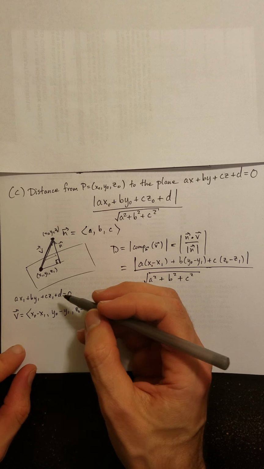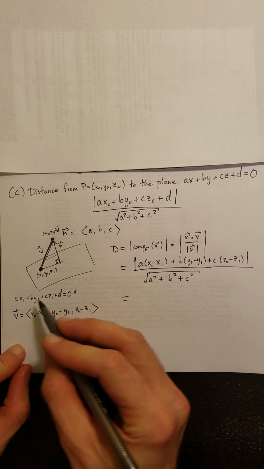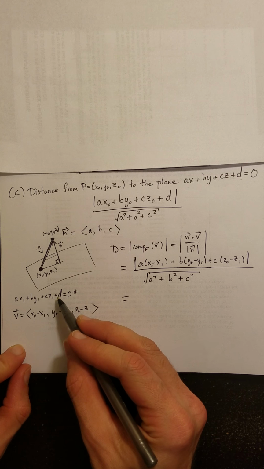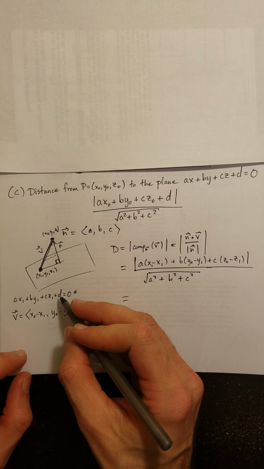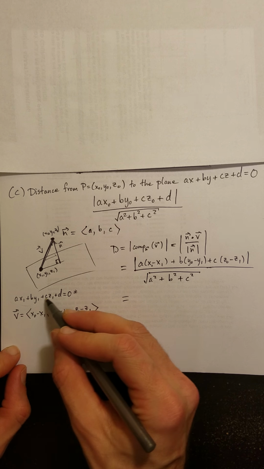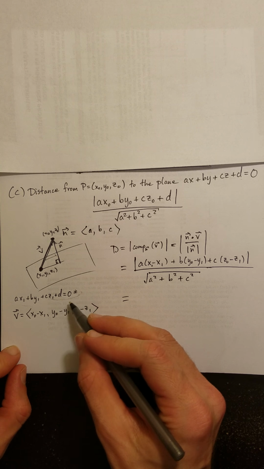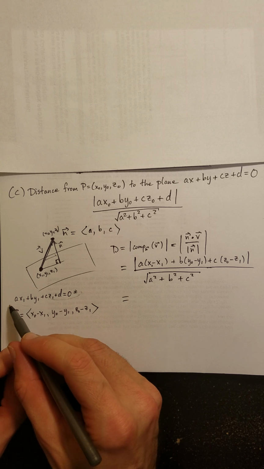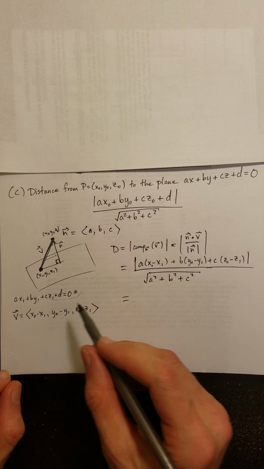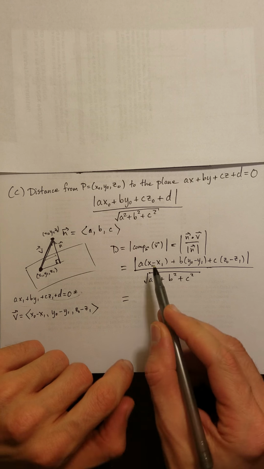And so if we go back to this equation, ax1 plus by1 plus cz1 plus d, we see that d is actually equal to the negative of all of this stuff, right? Because if we subtract everything over here, we'll get that d is equal to negative ax1 minus by1 minus cz1, and that's exactly the remaining stuff up here.